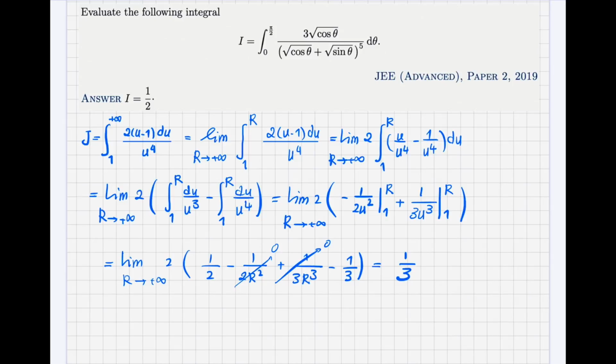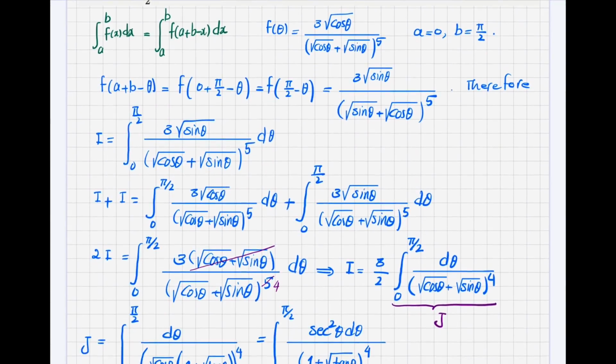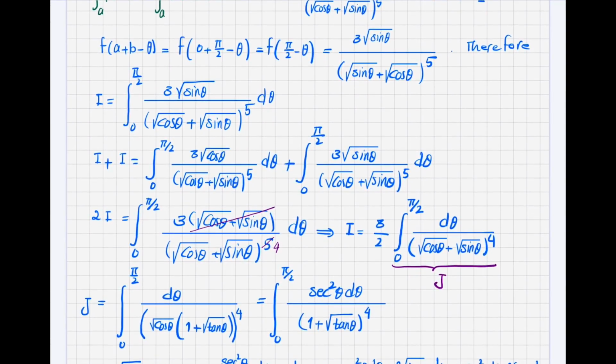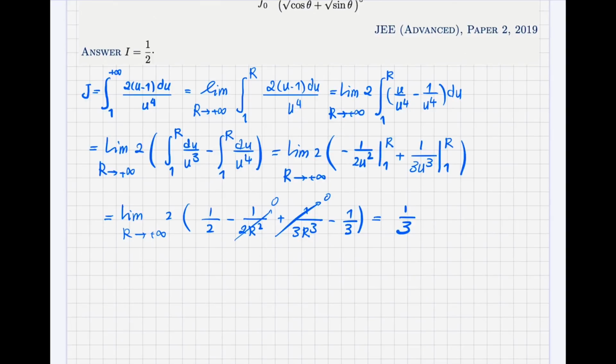Yes, but this is the value for the J integral. If you remember, if we go back here, the value of the integral that I am looking for is 3 over 2 times the J integral. So this means that my I integral is 3 over 2 J. It is 3 over 2 times 1 over 3, and then I will get that I is equal to 1 over 2, as mentioned in the problem itself.